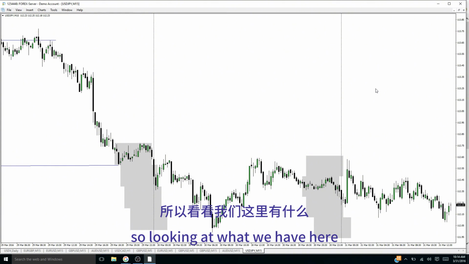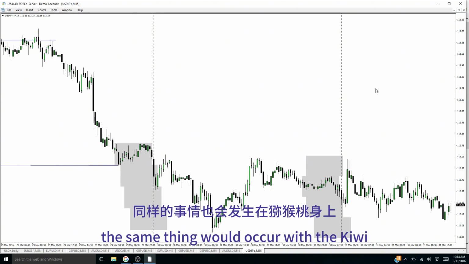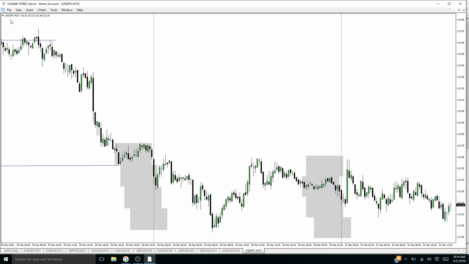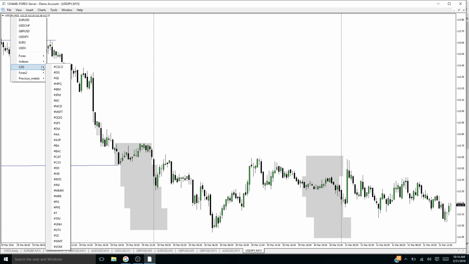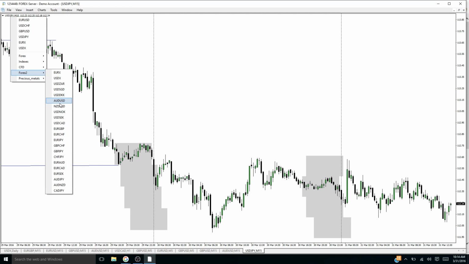So looking at what we have here, the same thing would occur with the kiwi. And then we'll close it.